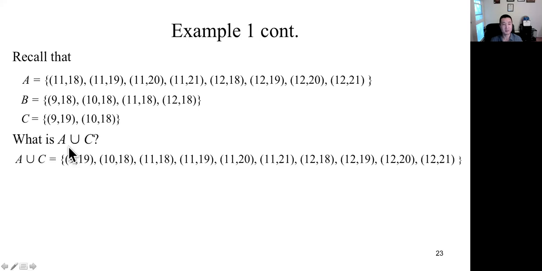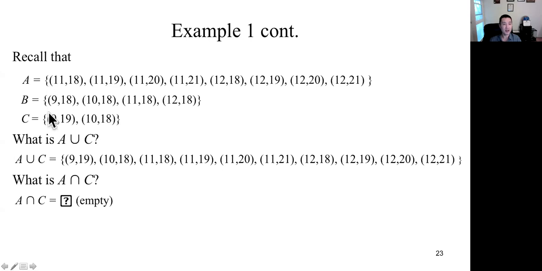How about A and C? This is A or C, the half circle facing up. Anything in A or in C or in both A and C should appear here. But again, do not repeat simple events. And A and C.